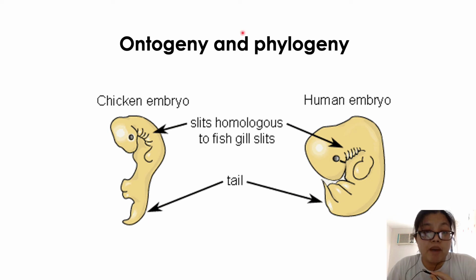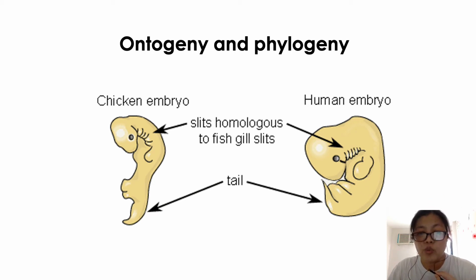Next term is ontogeny. In this lesson, we will be studying ontogeny and its relationship to phylogeny. Ontogeny is the study of the development of an embryo. Remember from the illustration of Haeckel, it's the development of the embryo, so that is ontogeny. Notice in this picture, you will observe similarities in the chick embryo and the human embryo, just like the first illustration that I've shown to you.